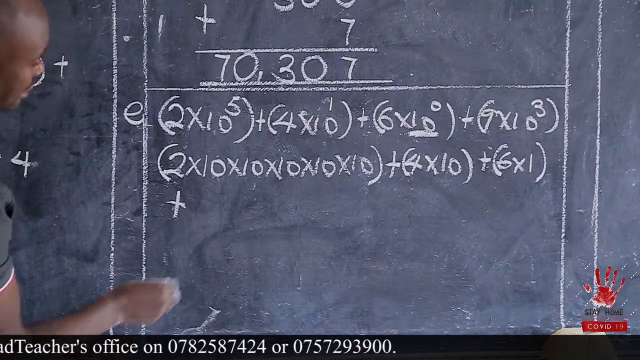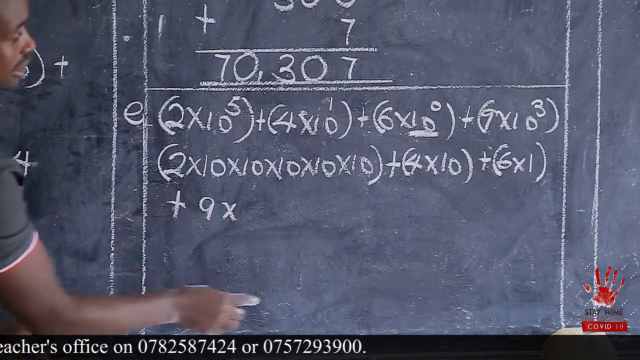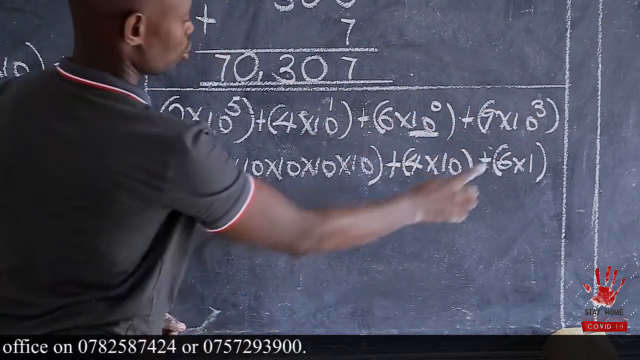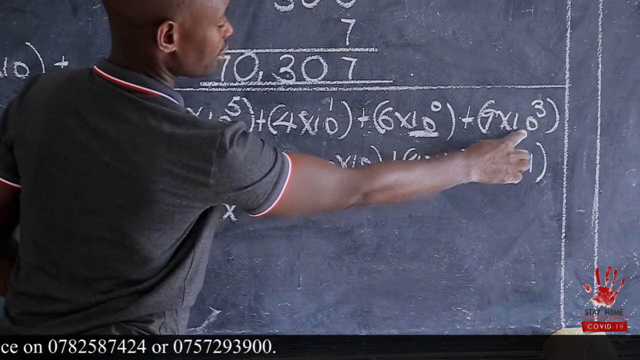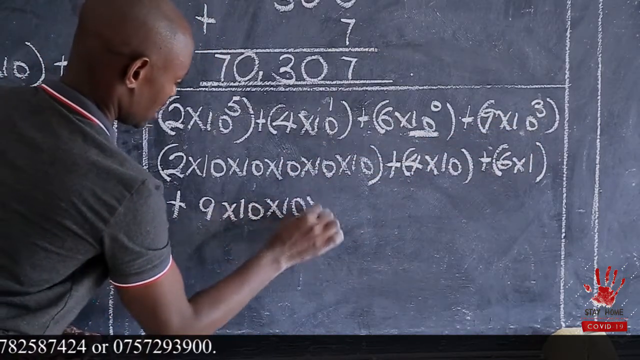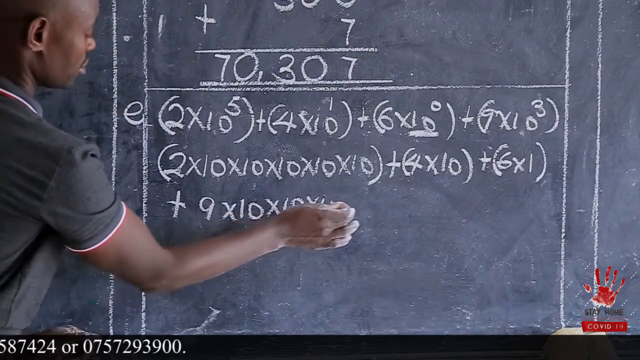Plus, what do we have next? 9 times 10 to power 3. So 10 to power 3 means you are going to multiply 10 by itself 3 times. So it is times 10 times 10 times 10. 1, 2, 3 times.